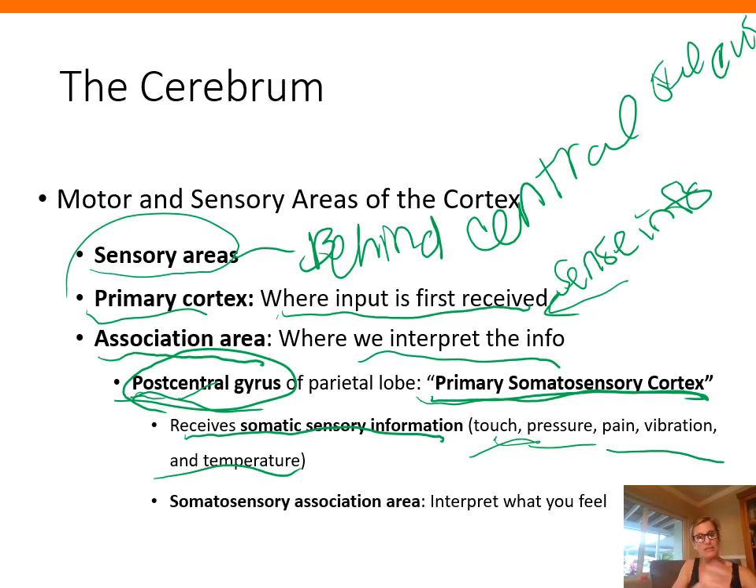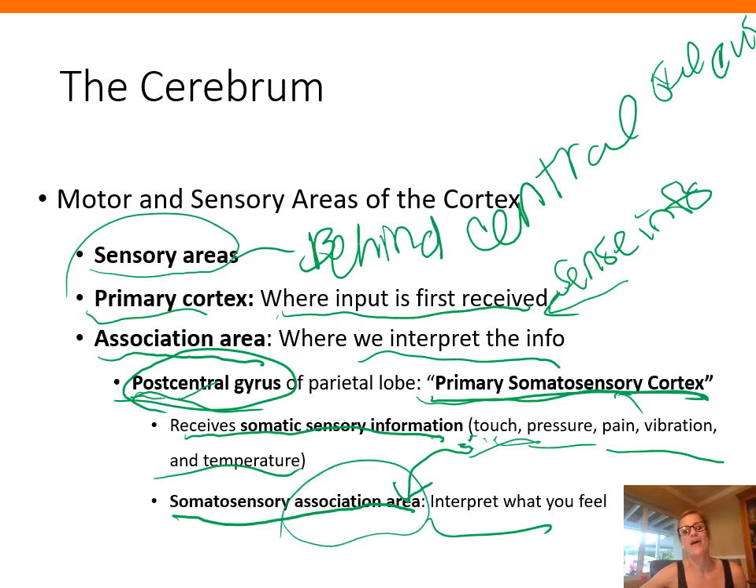Then directly behind that, we have the somatosensory association area. These signals get sent from the primary cortex back to the association area, and that's where we interpret what we're feeling, right? You might feel pressure in this area, pressure here, gliding here, right? Raw data that gets sent to the primary cortex. Then in the association area, you say, I'm getting a massage with deep pressure on my upper back, right? You make sense of what you're feeling.